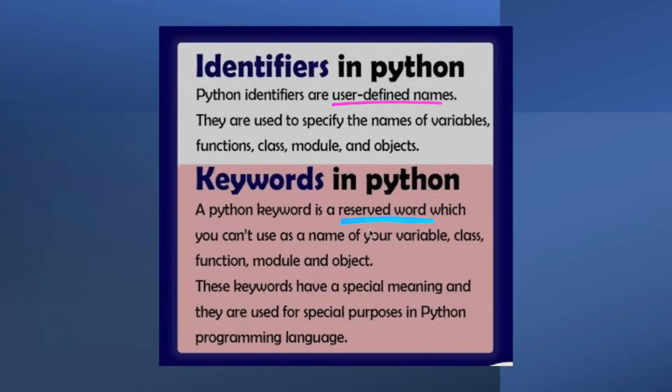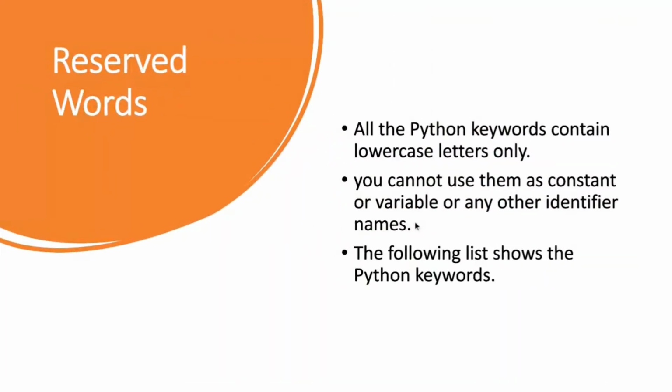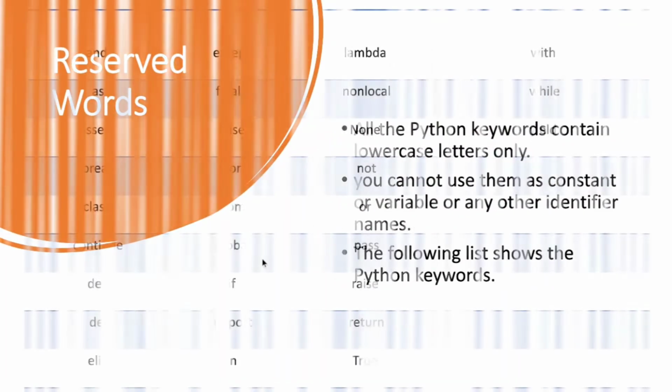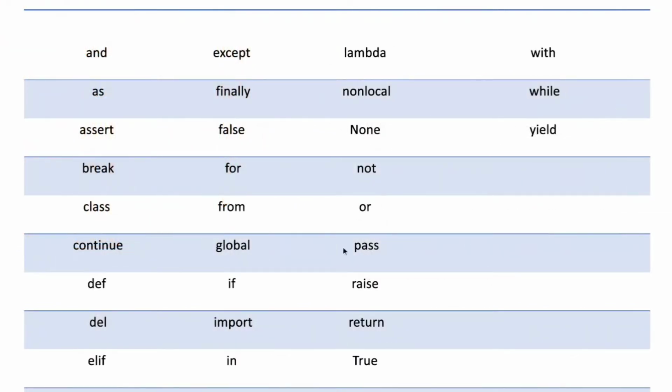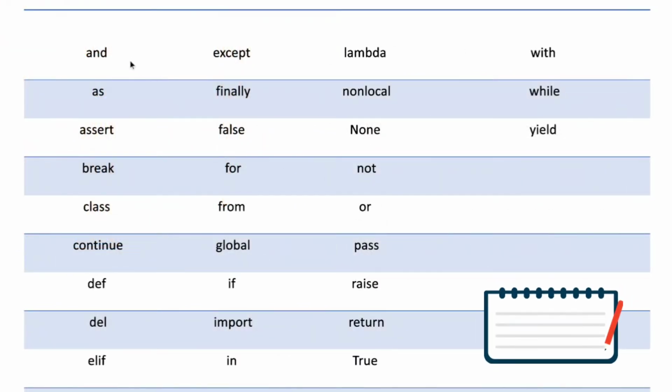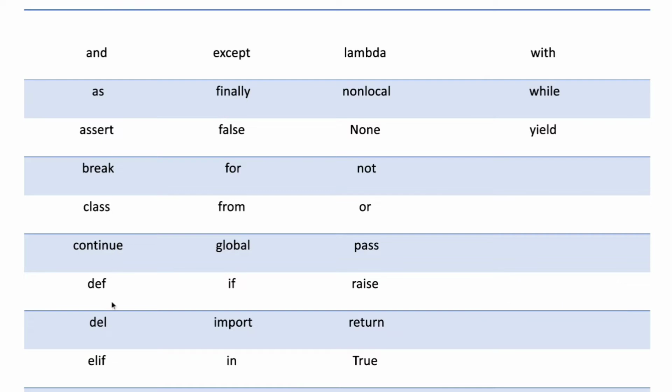So let's see what a reserved word is. Okay, so let's talk about reserved words. You cannot use them as a constant or variable or any other identifier name. Okay, so these are the reserved words: as, assert, break, for, not, def. We use def in methods, in functions.